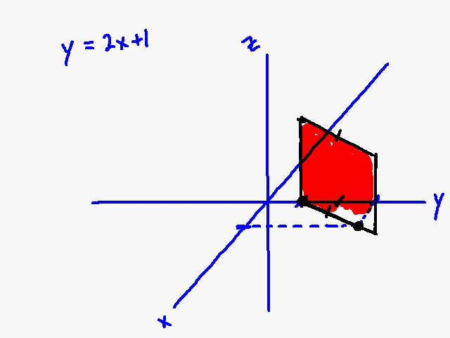And the shaded region in red is at least part of the plane in the first octant, represented by y equals 2x plus 1.